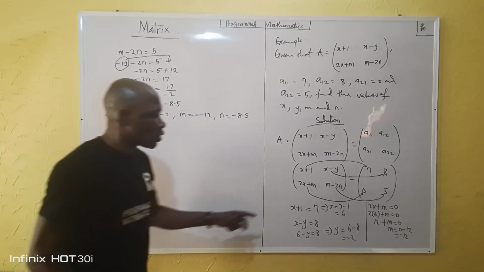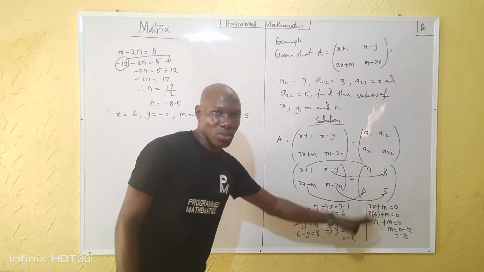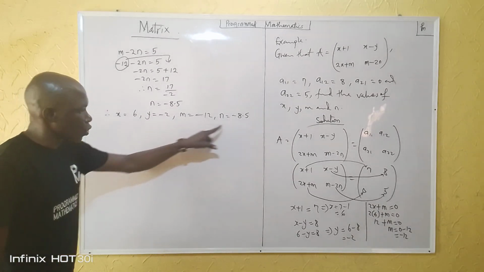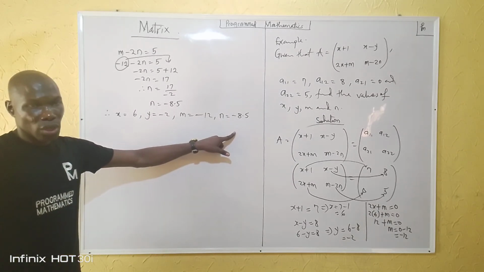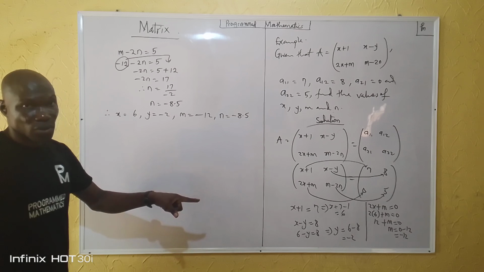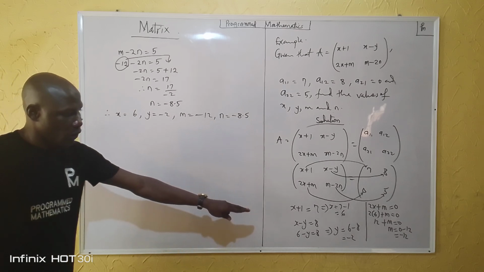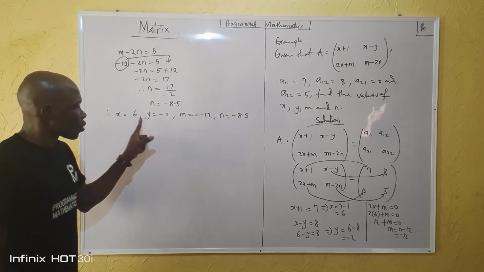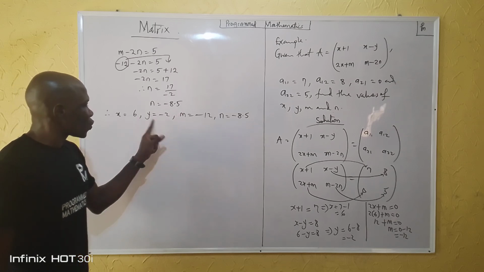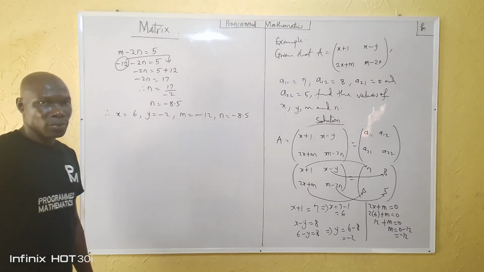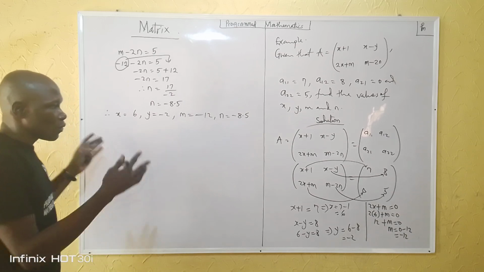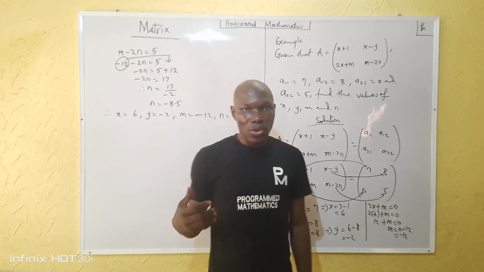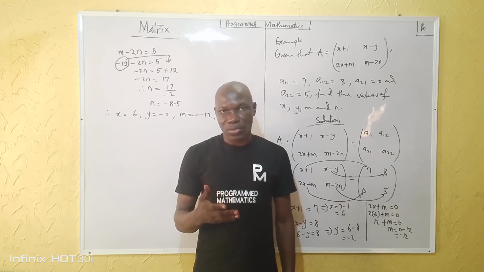Please, have you calculated the values of x? Have you shown your calculations as this? It's always important to conclude your solution. Because the question asks us to find the values of x, you have shown us how we got the values, so conclude your solution by writing out the values of x, y, m, and n. Alright, so this is a good way to learn how to refer to elements of any given matrix.